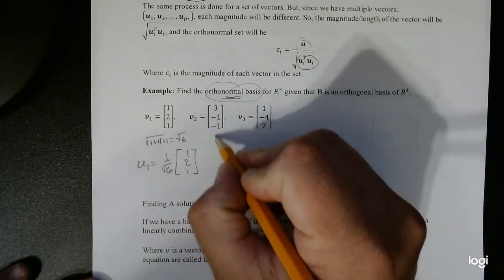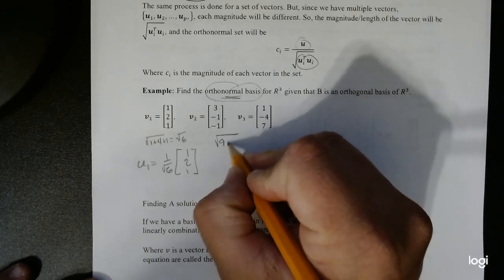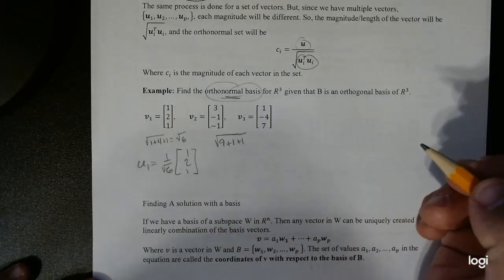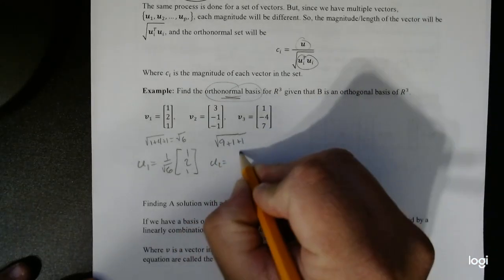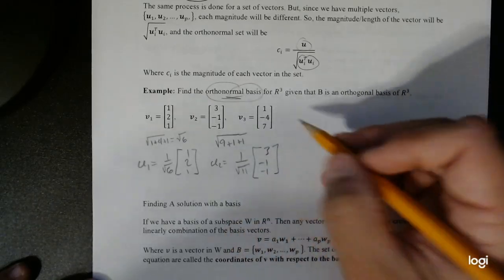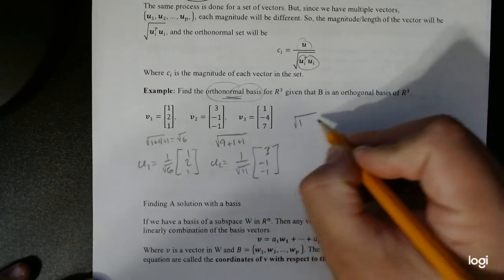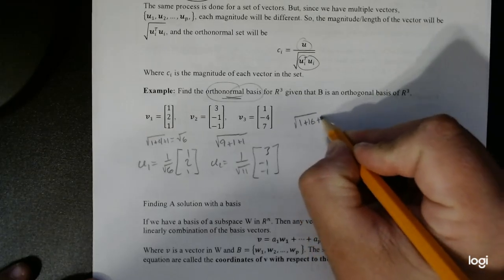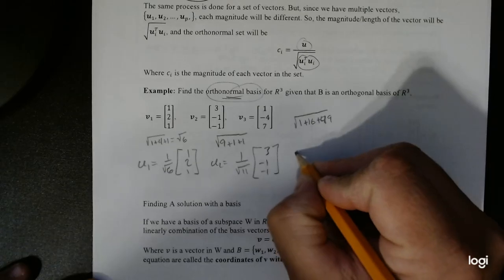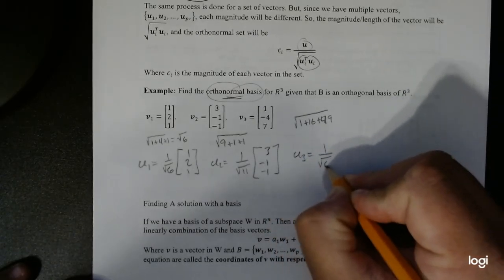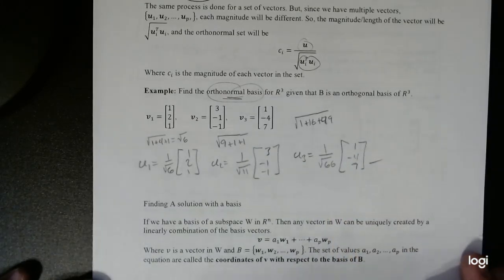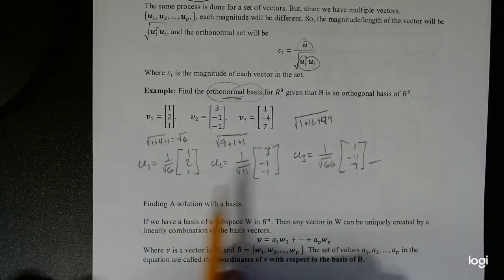Same thing applies here. So 3 squared is 9, plus negative 1 squared is 1, plus negative 1 squared is 1. So this is the square root of 11. So U2 would be 1 over the square root of 11 times the vector. And then to find the last one, we take 1 squared, 4 squared, and 7 squared, so there's a grand total of 66. There we go. So we normalized each individual vector.